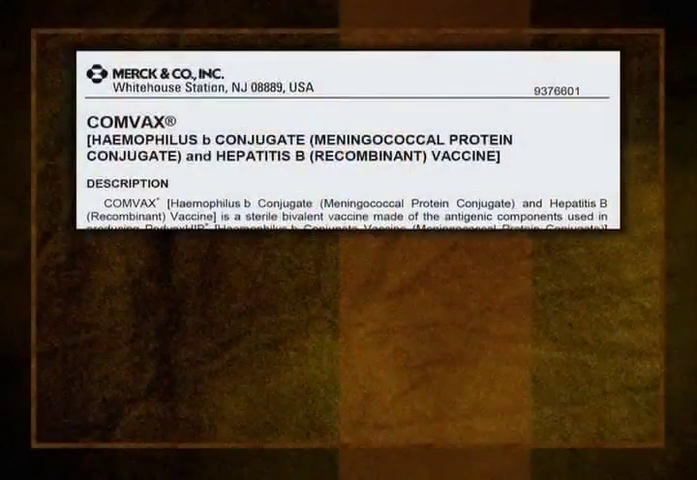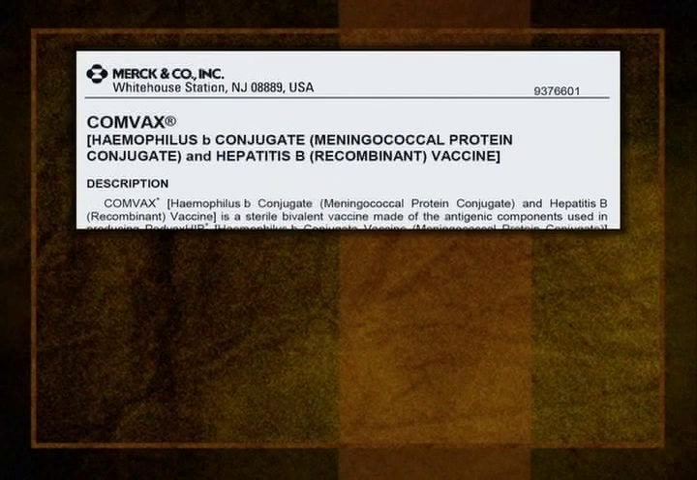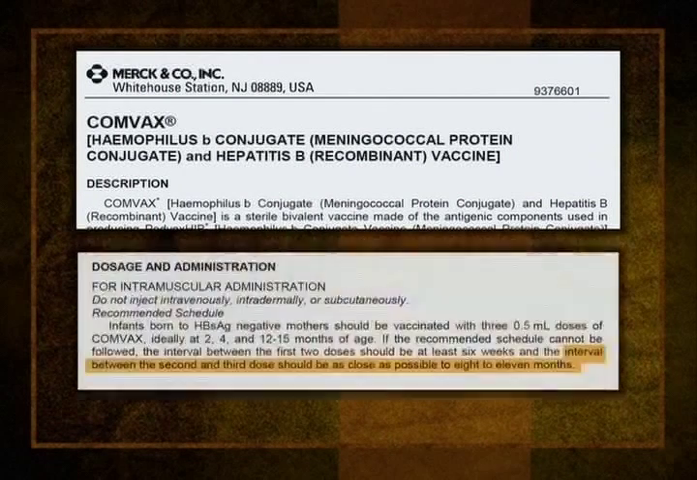One of the most common questions we receive about COMVAX concerns the interval between doses, particularly the second and third doses. The confusion is caused by the wording on this issue in the package insert. This is the COMVAX package insert. In the section on dosage administration, there's a sentence that says the interval between the second and third dose should be as close as possible to 8 to 11 months.